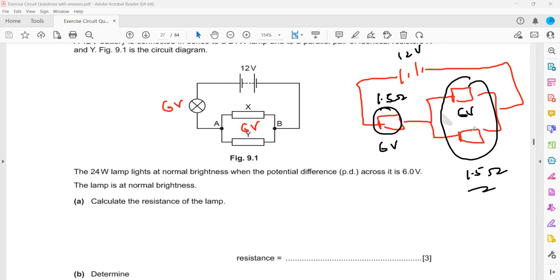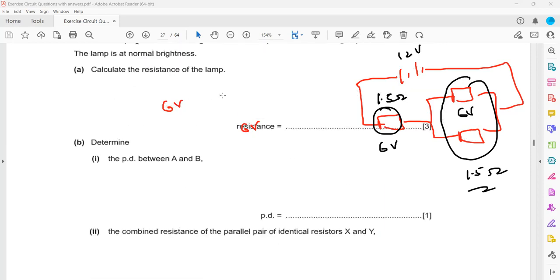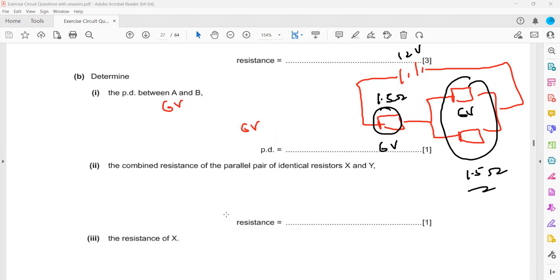Is it clear? It's a 1 mark question. For a 1 mark question, you're not supposed to write the formula. You just have to write the answer directly. So the total is 1.5. For both, it is 1.5 combined. Combined resistance of X and Y equals 1.5.